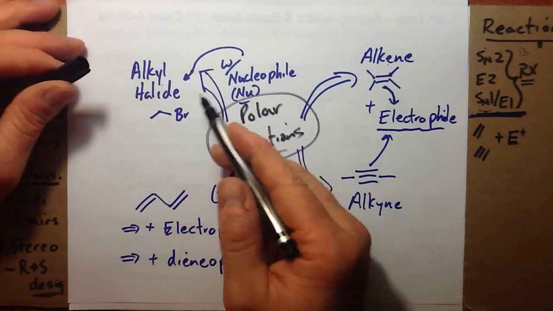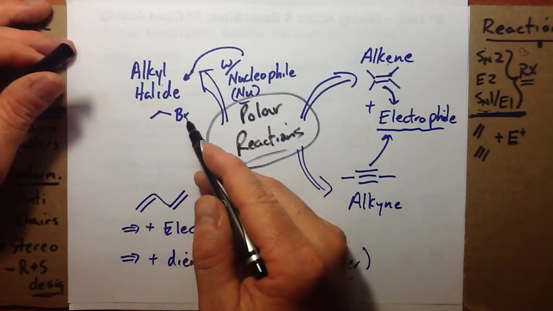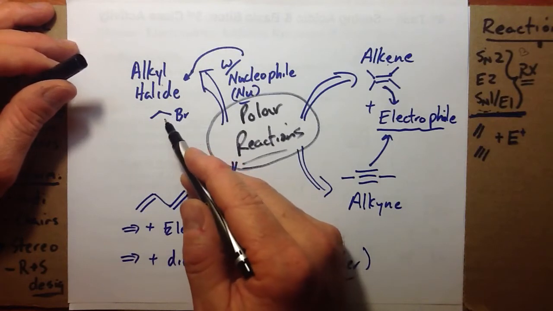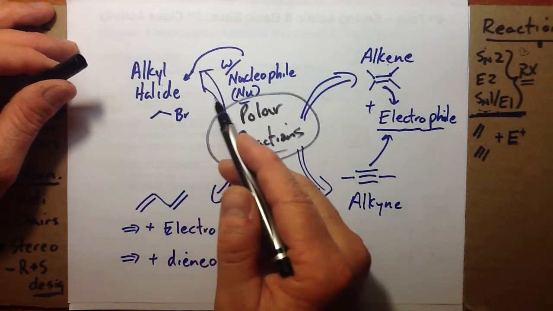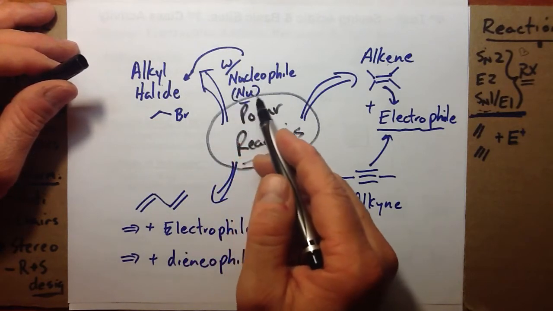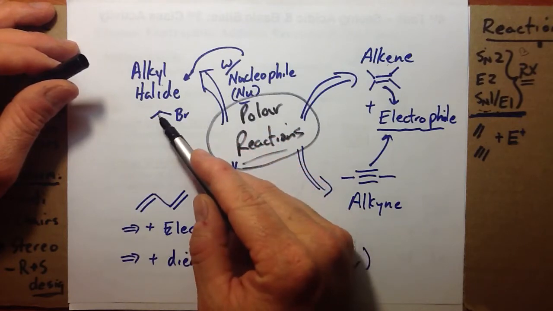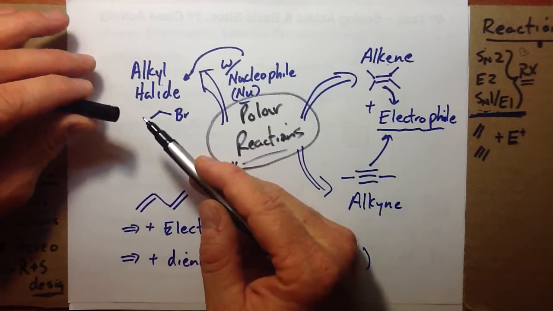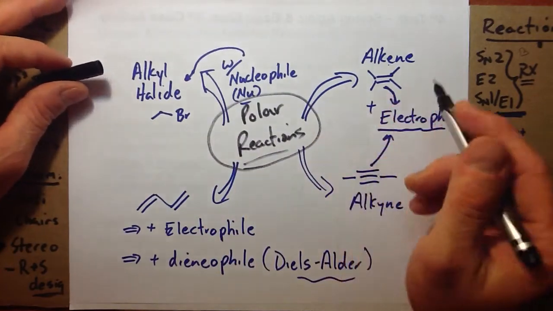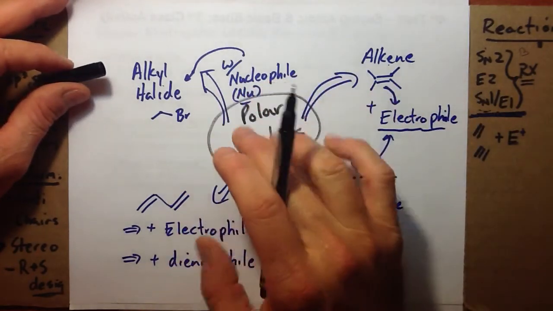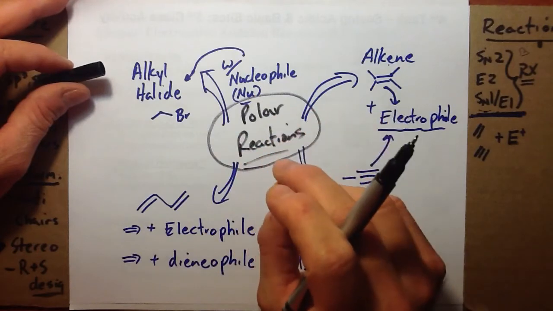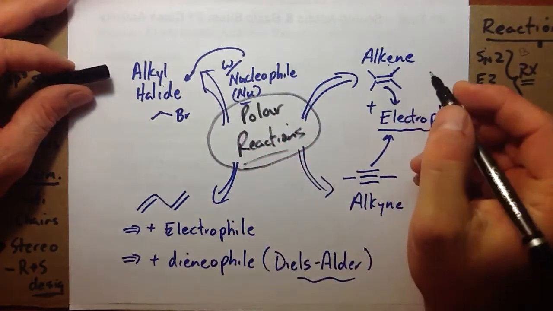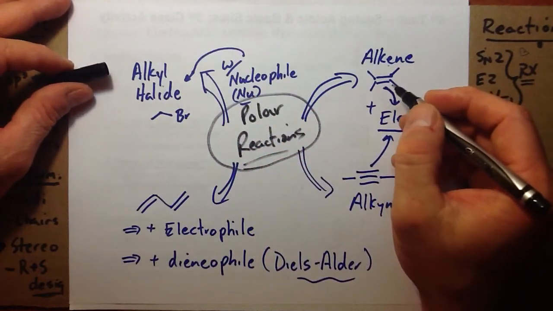So either SN2 or E2 as this is coming off, or this comes off first and the nucleophile, a weaker nucleophile, weaker base, comes in and attacks the carbon or the proton in an E1 SN1 reaction. So what we're wanting to do now is transition. We're still looking at polar reactions as our focus, but we're transitioning to a very different type of reaction.